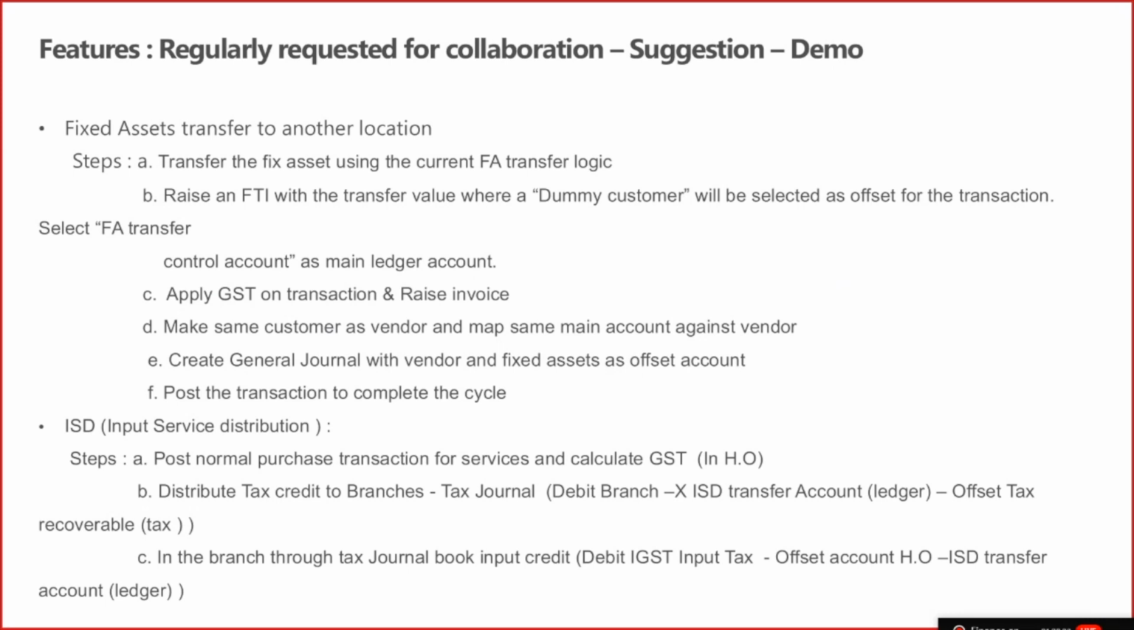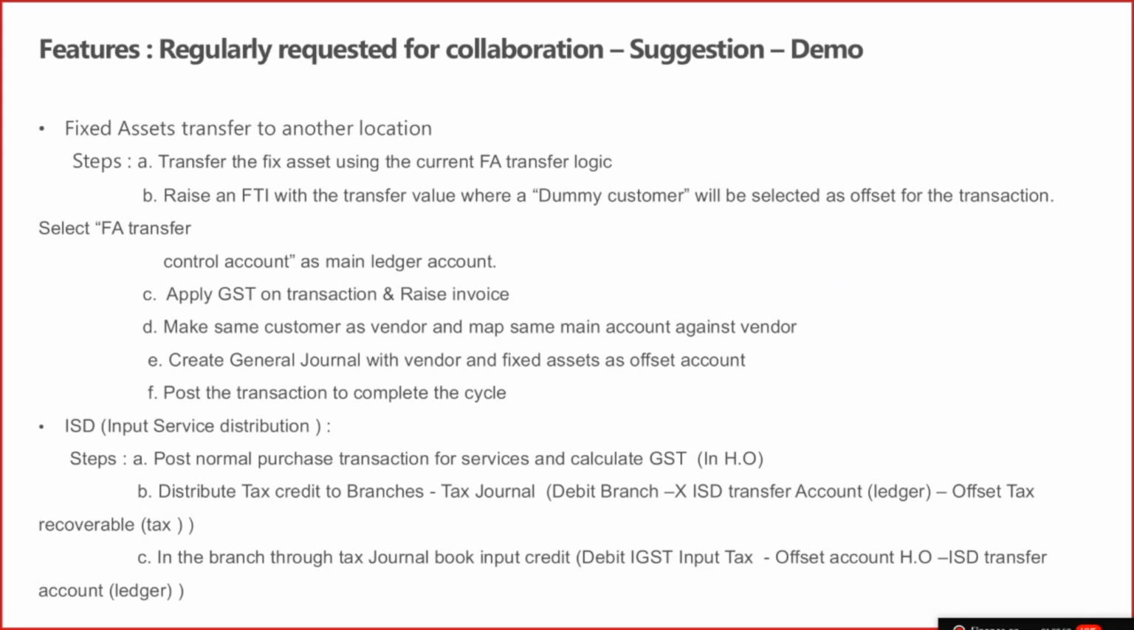So you have to post a free text invoice for that transaction, and then you have to apply the GST on the free text invoice. Tax will calculate on a transfer. Then you have to come back and post a journal, selecting the same customer as a vendor and the fixed assets control account, because the fixed assets you have already transferred, so you will have the fixed assets transfer control account that you will debit and credit.